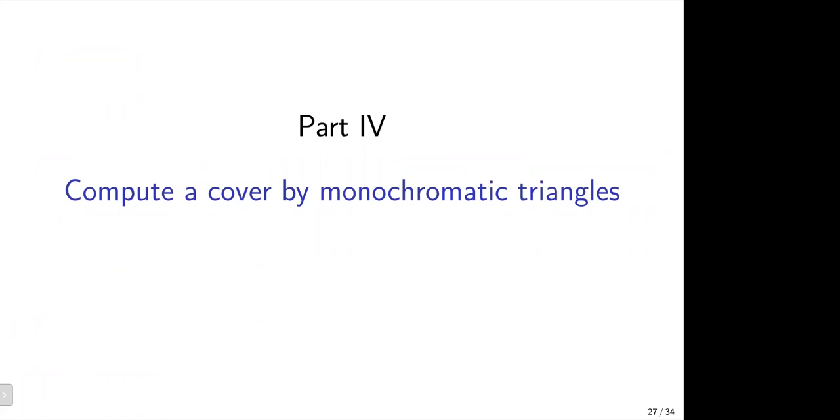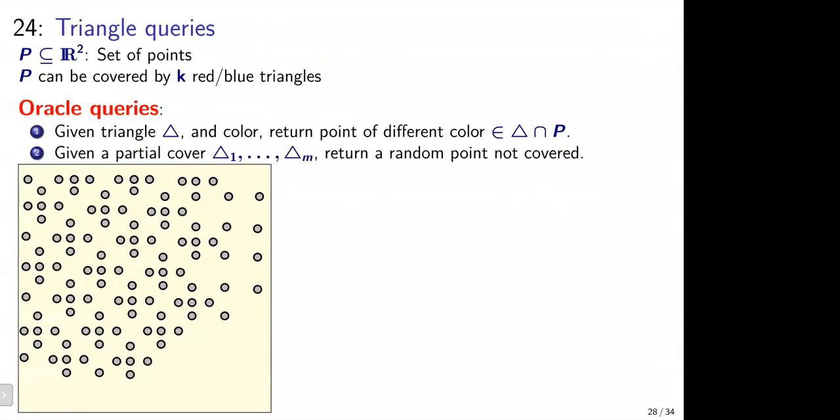Okay, so let me mention the same problem for monochromatic triangles. You want to cover points. Again, you assume that they can be covered by k monochromatic triangles. And again, the 2 oracle queries I'm allowing you are: given a triangle and a color, is there any point in this triangle with a different color? And the other query I require is that, given a partial cover, return me a point that is not covered. So those are the 2 queries.